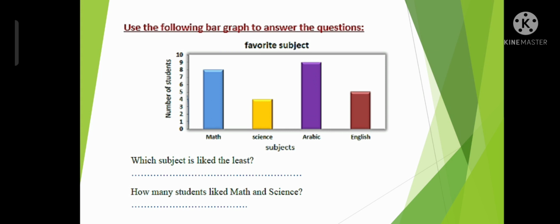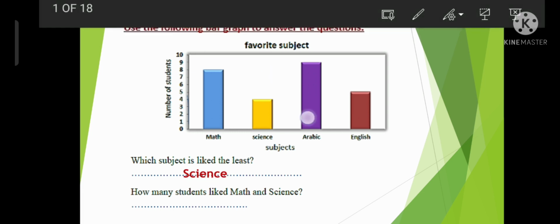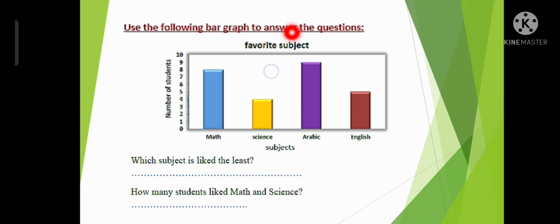Okay, let's start. The first question: use the following paragraph to answer the questions. Our paragraph is about favorite subject. Our data is on the horizontal axis and the number of students on the vertical one. The first question, which subject is liked the least?